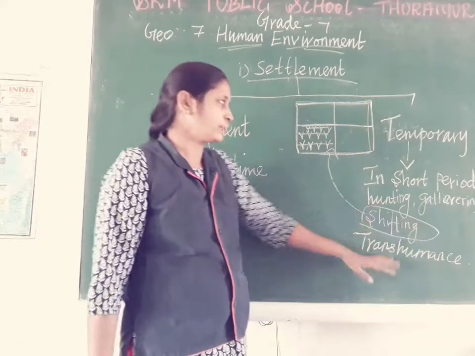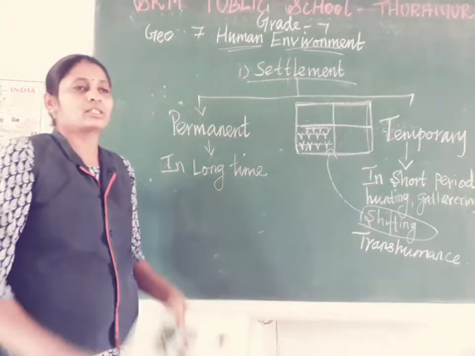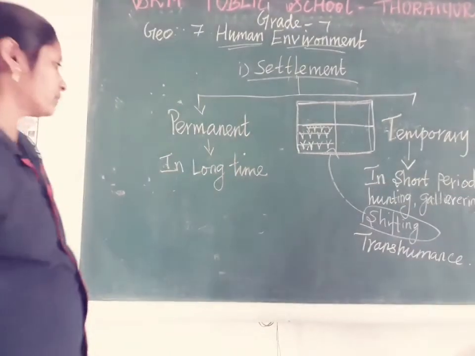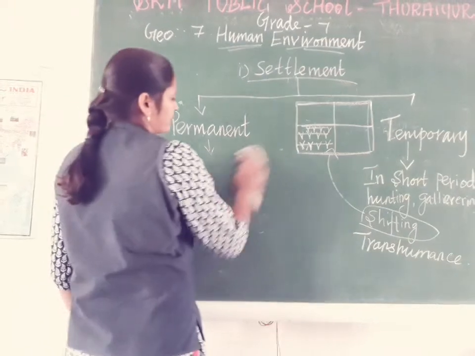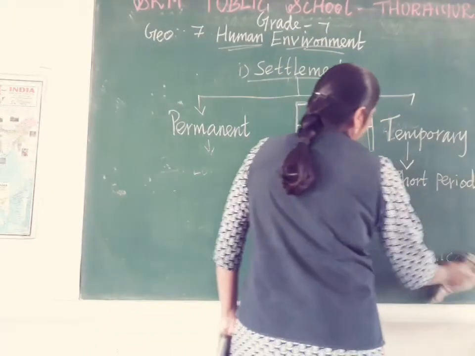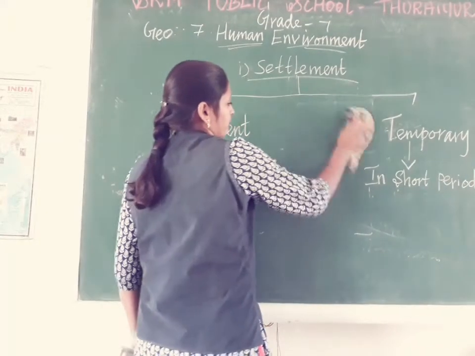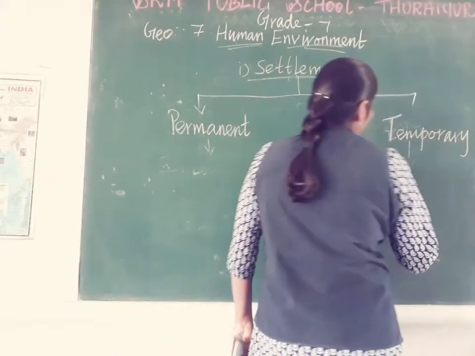Those people are not settled in one place for a long time. So that is called temporary settlement. Permanent settlement means those who settle in one particular place for a long time. Temporary settlement means those who are settled in one particular place for a short period of time.